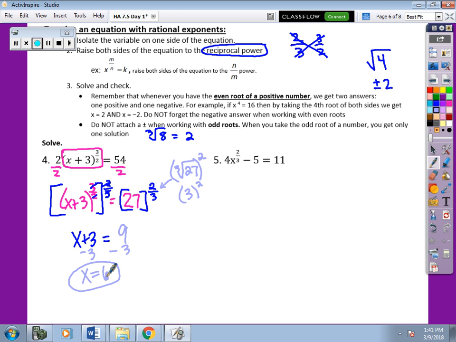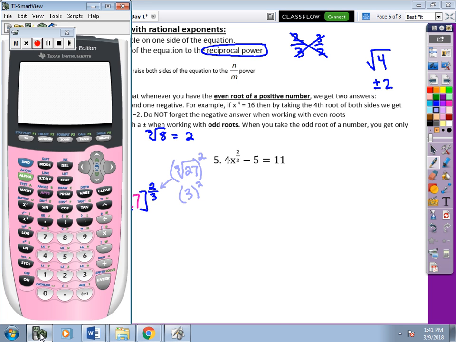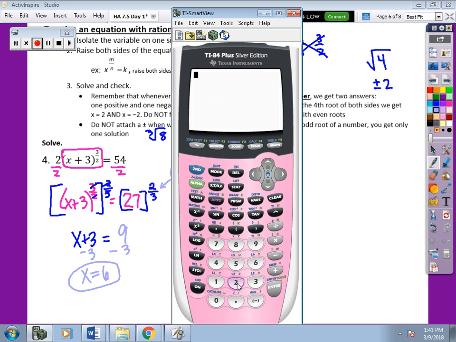And then to check that, you can plug it back in. We can show the check on our calculator too if you want. So you could do 2 parentheses, 6 plus 3, close parentheses. Now when you type in rational exponents, you do have to use the caret button and parentheses. So 3 divided by 2. And we better get 54. We do. So it checks.